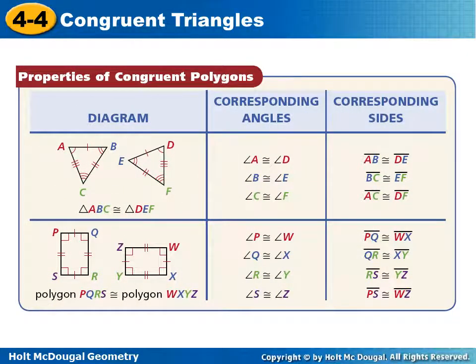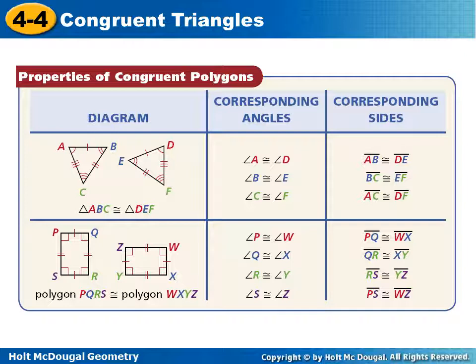When you look at a congruent polygon, we can see the diagram on the left. Triangle ABC is congruent to triangle DEF, which means that A is congruent to D, B is congruent to E, and C is congruent to F, as well as the corresponding sides. Notice that the order is very important.